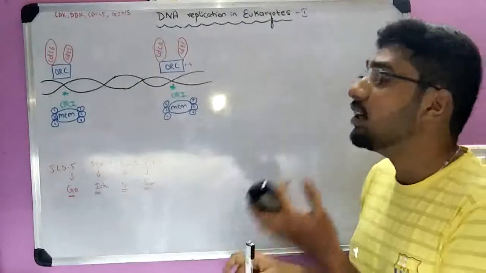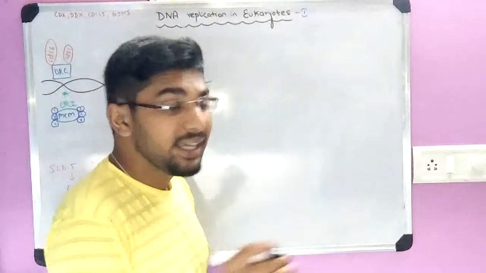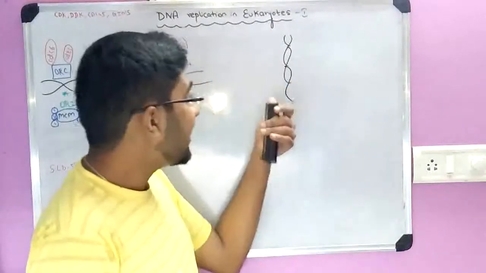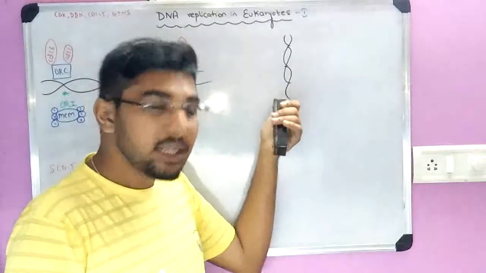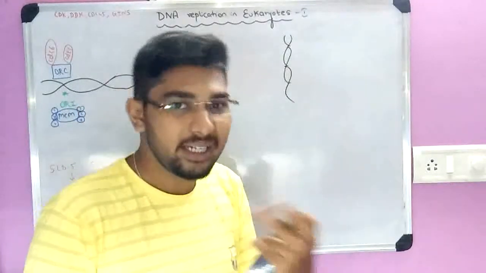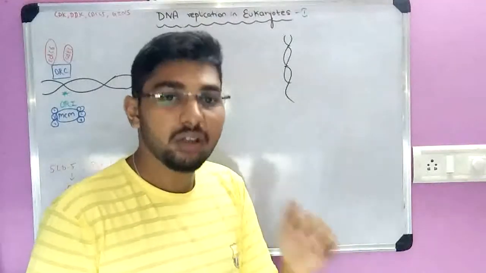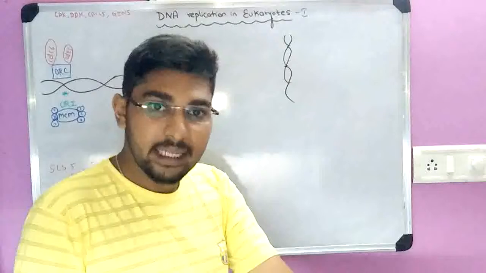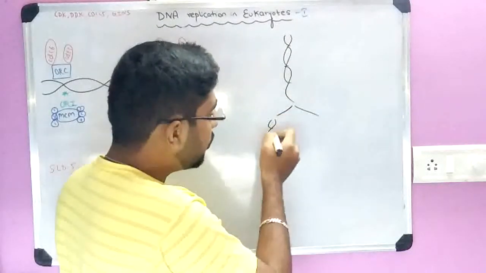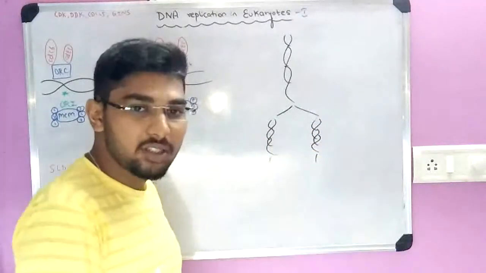Now let us know the meaning of replication. If you see the DNA, as we all know, it is a double-stranded helix structure. We consider this as the parental DNA. This parental DNA undergoes replication to give rise to two daughter DNA, similar to how a single cell undergoes division to form two daughter cells. Similarly, a single DNA undergoes replication to form two daughter strands of DNA. So this is one strand and this is another strand.